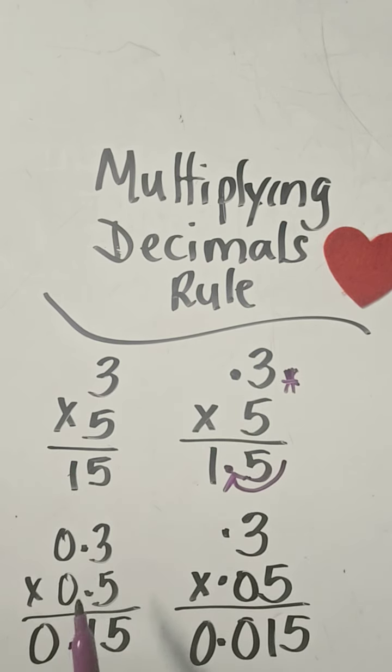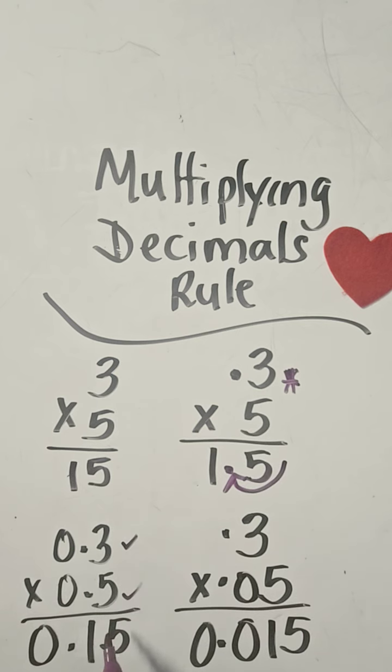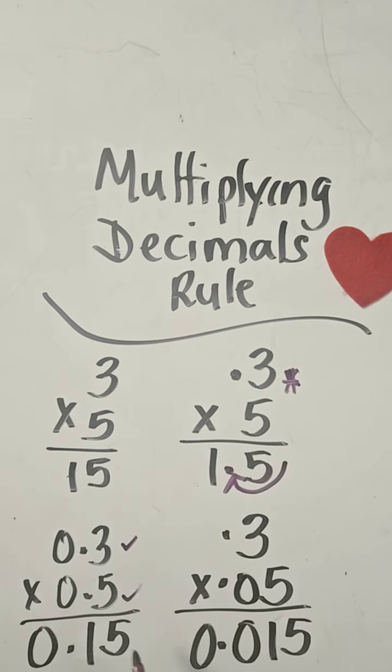Here we have 0.3 times 0.5. So we have 2 places behind the decimal. So I would say 3 times 5 is 15. And I would move 2 places because I must have 2 places behind the decimal as we have here.